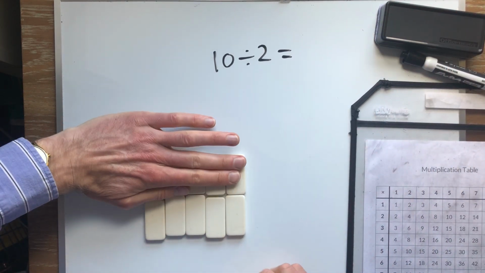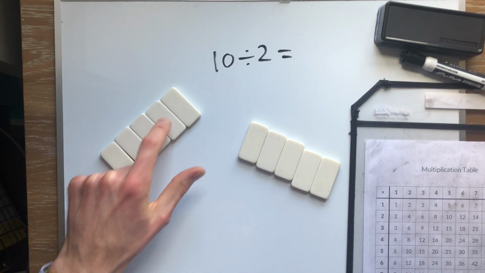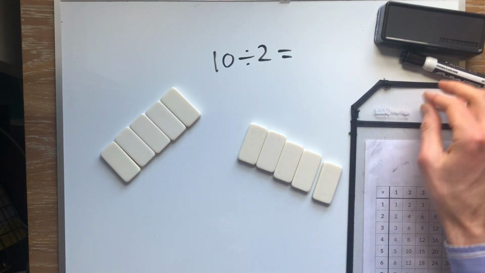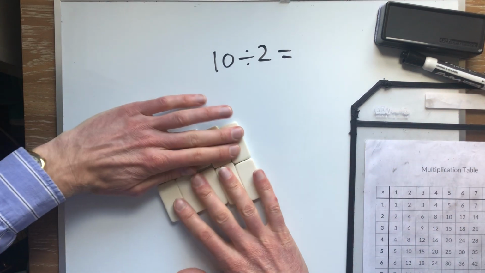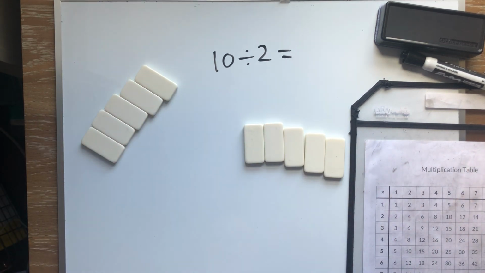Well, you can see I can pretty much just evenly split it like that. One pile has 1, 2, 3, 4, 5, and the other one also has 1, 2, 3, 4, 5. So 10 divided by 2 is 5. 10 divided by 2 into 2 piles is 5.